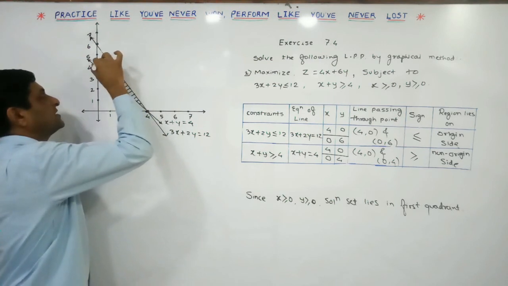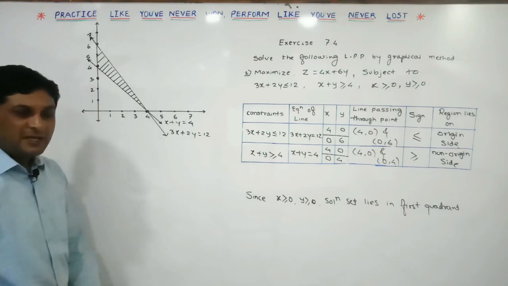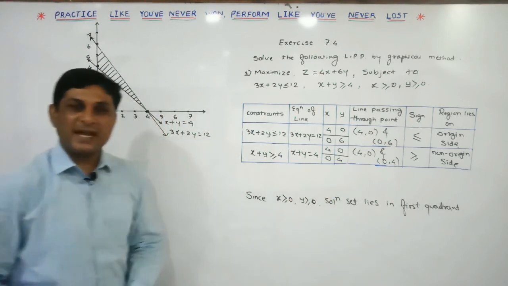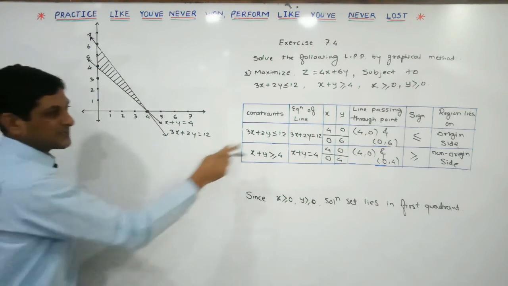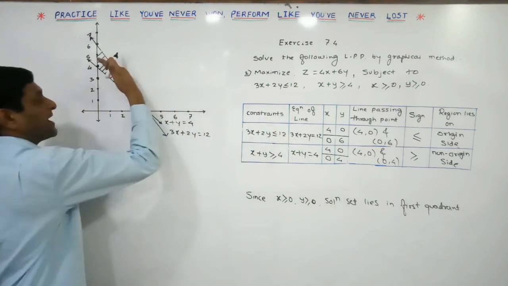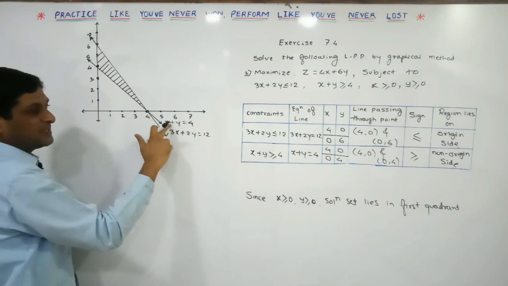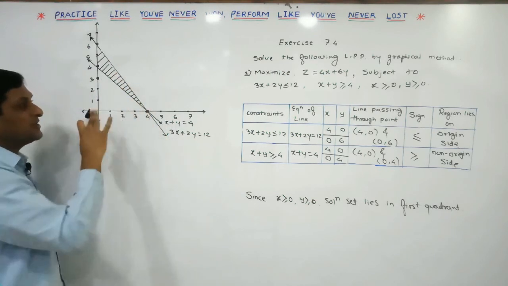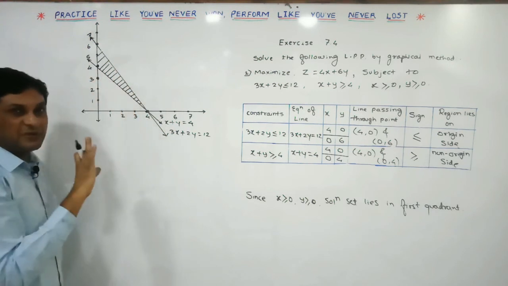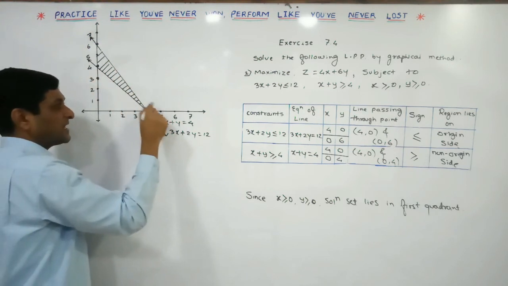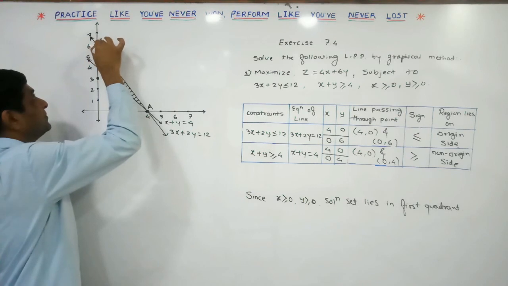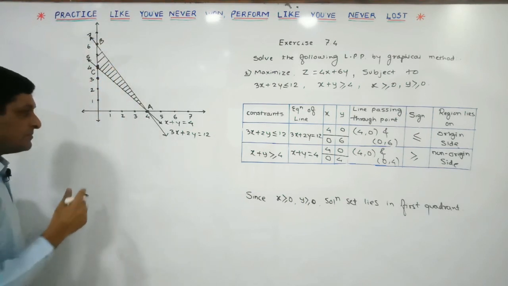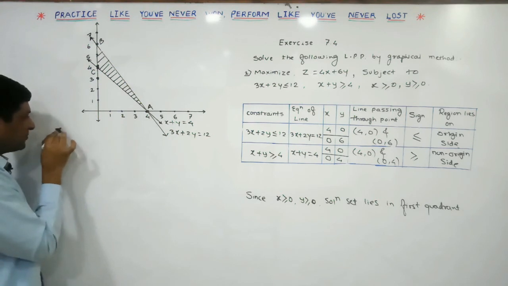So total 4 constraints are given in our example. The last 2 constraints represent what? That the solution set lies in the first quadrant. From this constraint, origin side part will be the solution set, and for this constraint, non-origin side part will be the solution set. So in this way, the shaded portion in the figure is our feasible region. Denote its vertices by A, B and what? C. Corner points we are denoting by A, B, C.